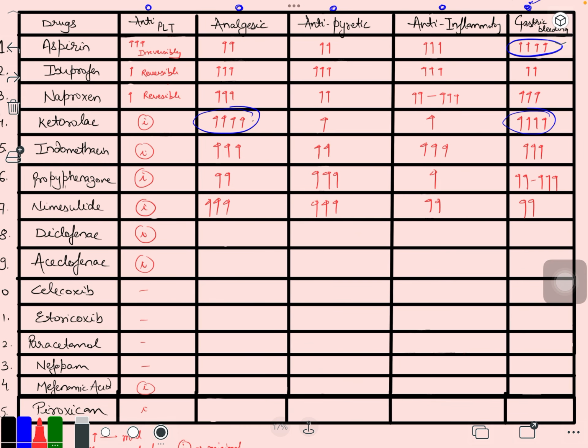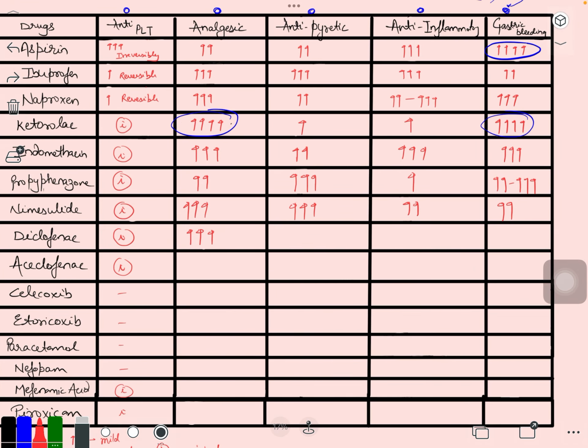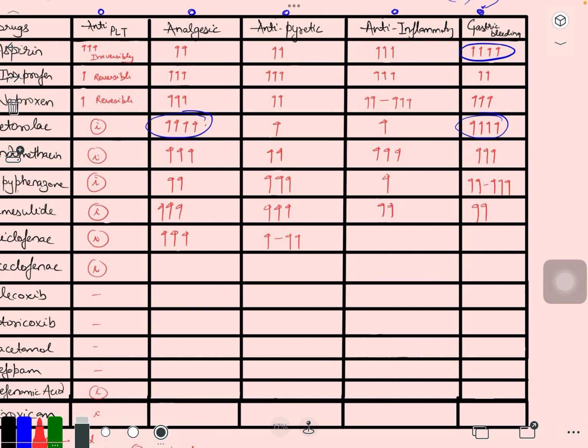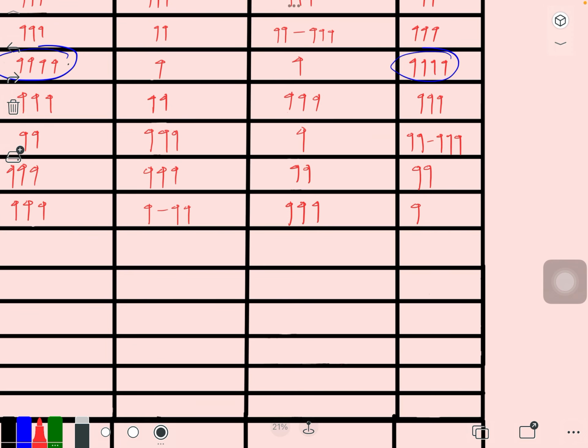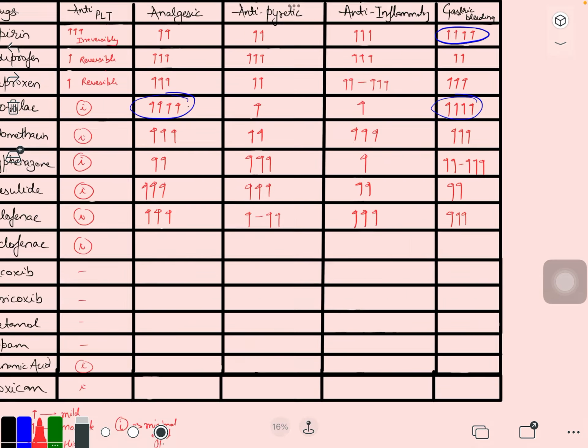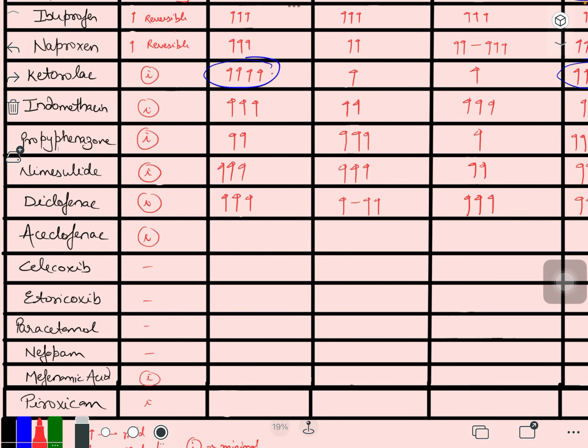Now the diclofenac. Diclofenac has very nice analgesic property, right? However, it does not cover fever that well, so mild to about moderate fever coverage. Then it has a high anti-inflammatory property. So whenever there is some sort of accident, right, there is breakage of bone tissues, you can give this. And regarding gastric bleeding, it has a high risk, right?